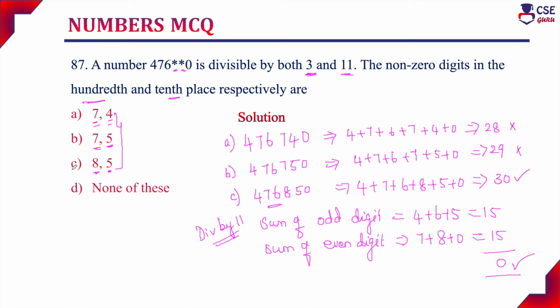So option C is divisible by both 3 and 11. So the correct answer is 8 in the 100th place and 5 in the 10th place. So the correct option is C.